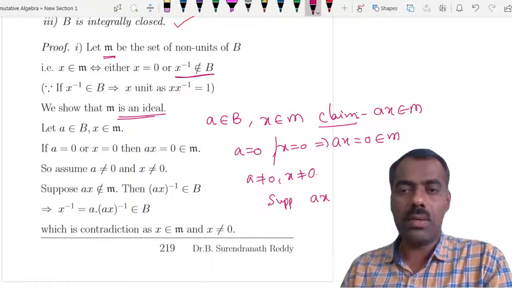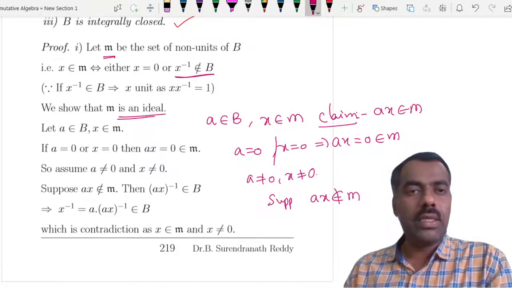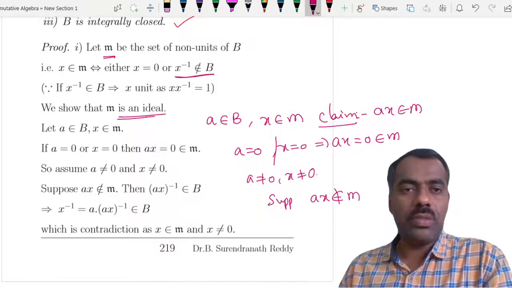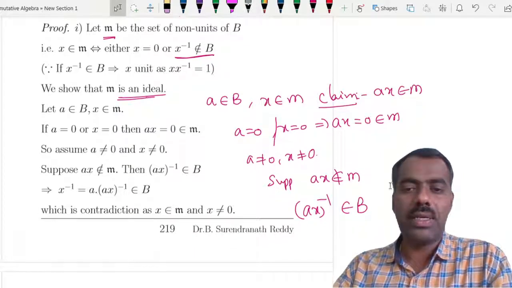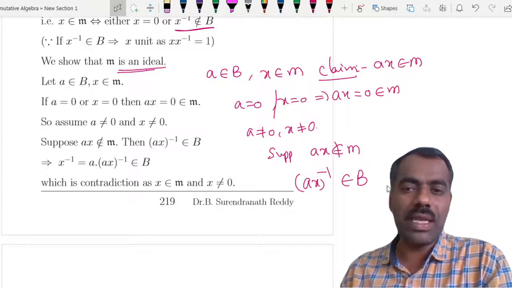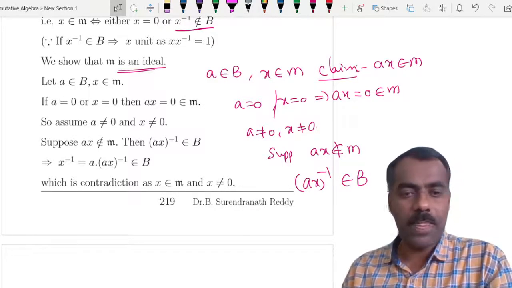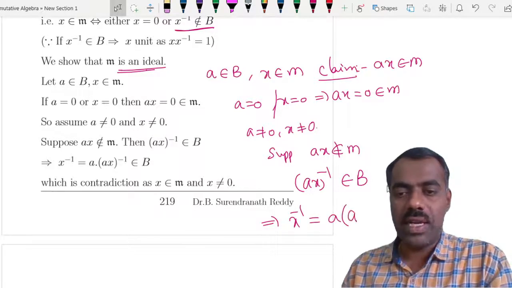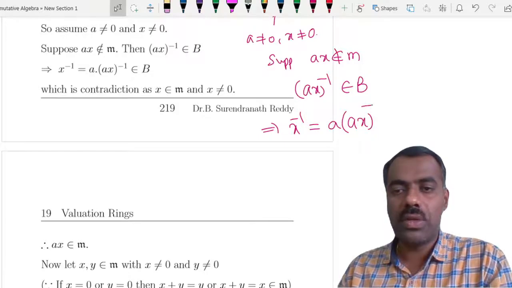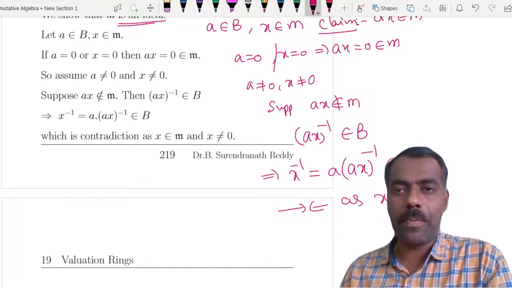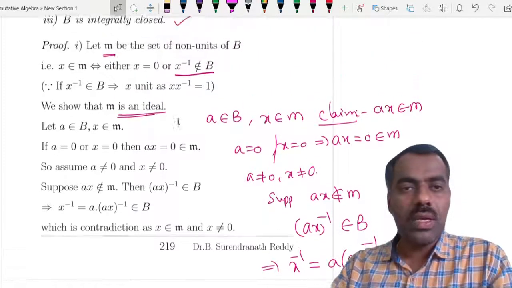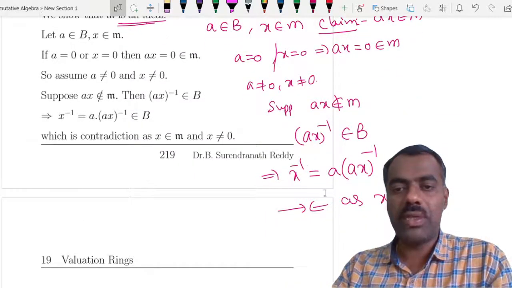Suppose ax is not in M. Then, because the elements of M are either 0 or have inverse not in B, and ax is non-zero and not in M, we observe that ax inverse belongs to B. This shows that x inverse, which we can write as a times (ax) whole inverse, belongs to B. But this is a contradiction, as we assumed x is in M, which means x inverse cannot be in B. But we got that x inverse is in B.